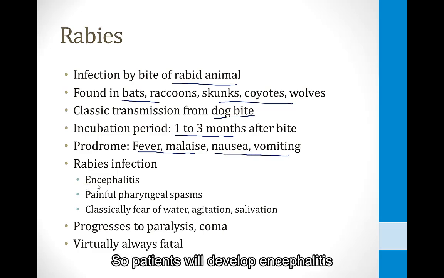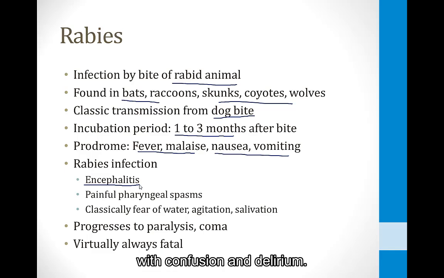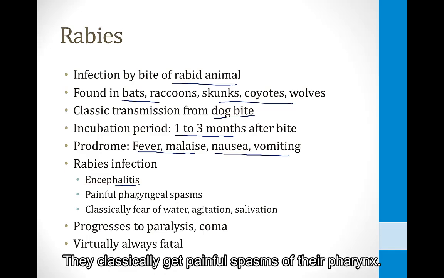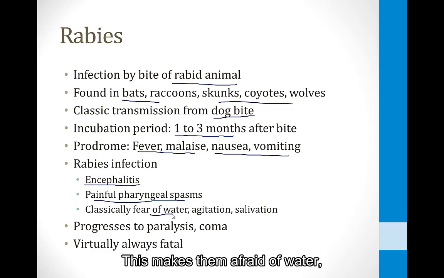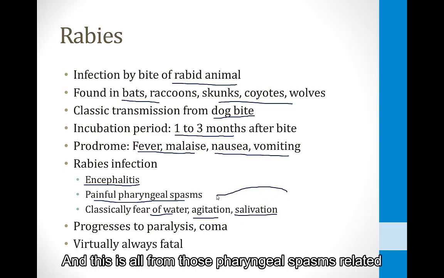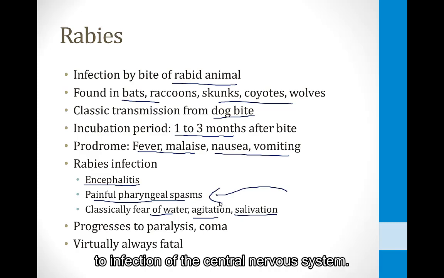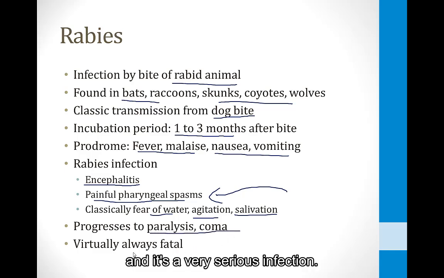So patients will develop encephalitis with confusion and delirium. They classically get painful spasms of their pharynx. This makes them afraid of water because of how much it hurts to swallow. They will also be agitated and they will salivate frequently. And this is all from those pharyngeal spasms related to infection of the central nervous system. It then progresses to paralysis and coma, and it's a very serious infection.